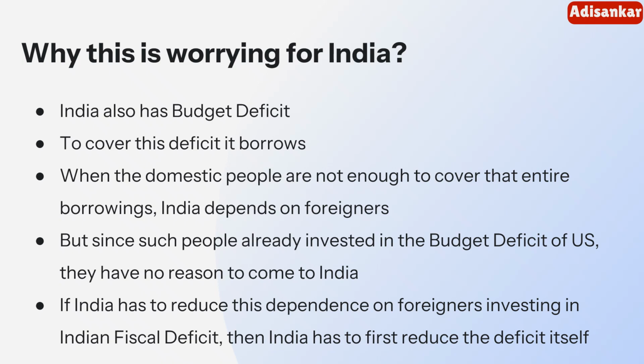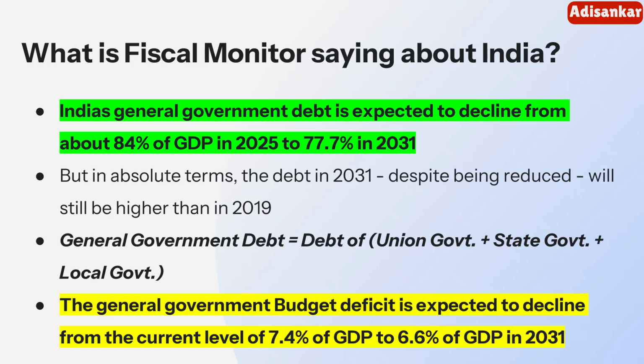Because India also runs a budget deficit and it also needs to borrow. When such borrowings are not met by the savings of the Indian people, India depends on foreigners' funds. But since such people have already invested in the budget deficit of the US, they have no reason to come to India. If India has to reduce this dependence on foreigners investing in the Indian fiscal deficit, then obviously India has to first reduce its debt and budget deficit.